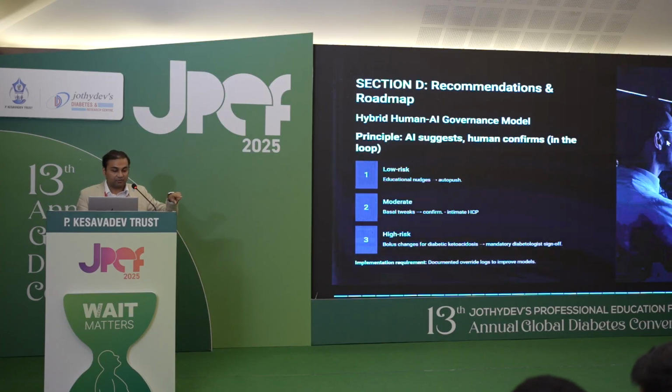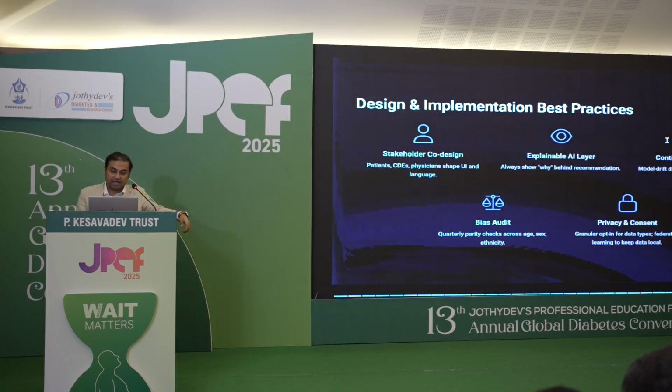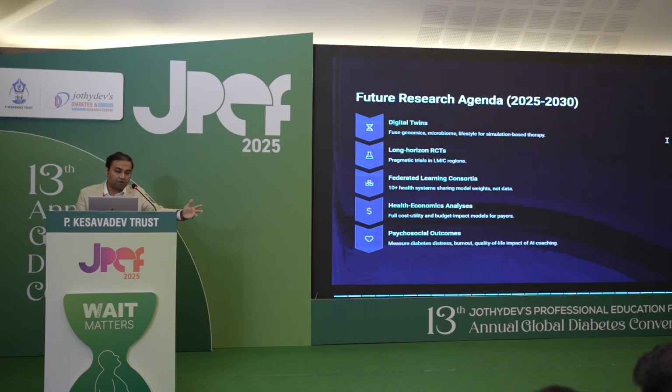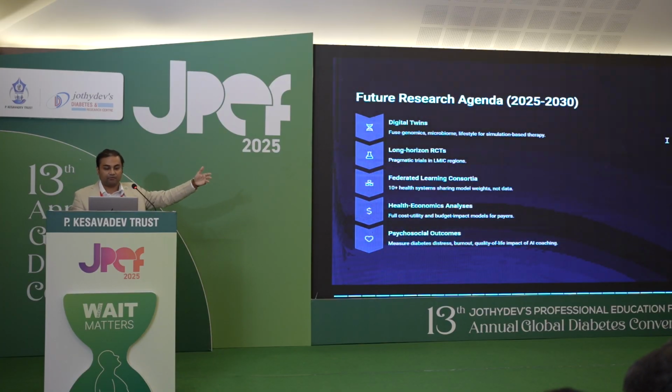And if it's high risk, for example, changing the bolus in diabetic ketoacidosis, then it should have a sign-off from the human in the loop. So this is the ecosystem that we have to work towards building when these agentic AI solutions come in. A lot of problems: stakeholder co-designing, explainability will be an issue, continuous monitoring, bias audit, and privacy will be needed. Going forward, we are looking at digital twins coming in, long horizon RCTs with the doctors involved.